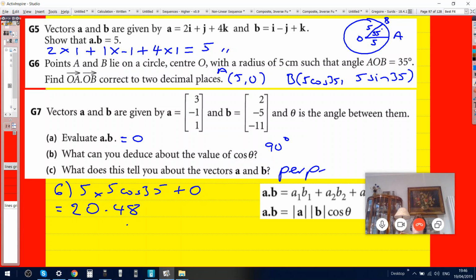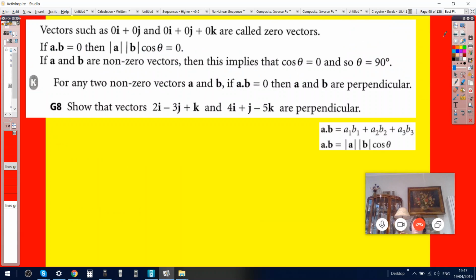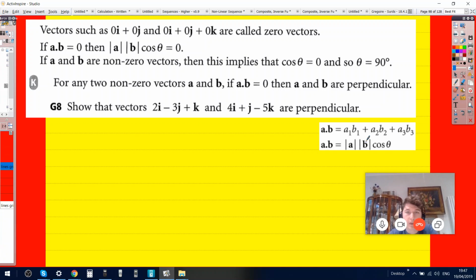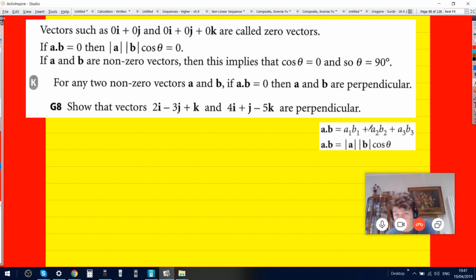Correct. And so that's quite common for these types of questions. That's the perpendicular one. Show that these two are perpendicular. So we would do A dot B. So 8 minus 3 minus 5. So that's 0 again.